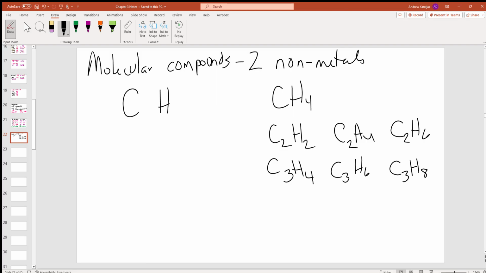And as this number of carbons increases, the number of different possibilities for the number of hydrogens increases. So it's no longer enough for us to just list the first element, and then IDE the second element, because if we did that and said carbon hydride, which one of these are we talking about? So for naming these molecular compounds or two nonmetal compounds, we need to include numerical prefixes.